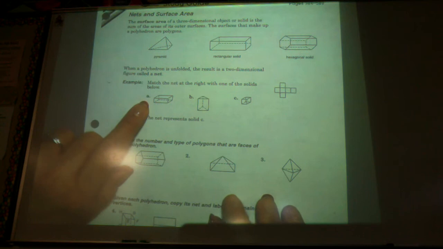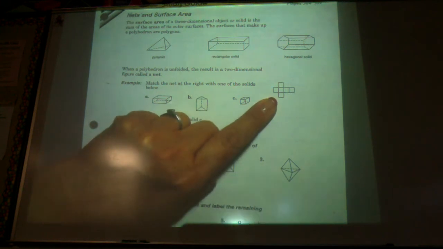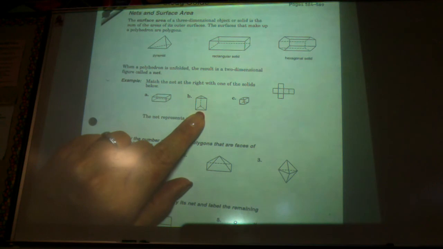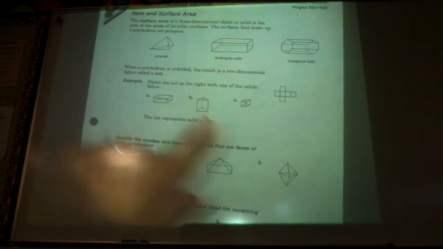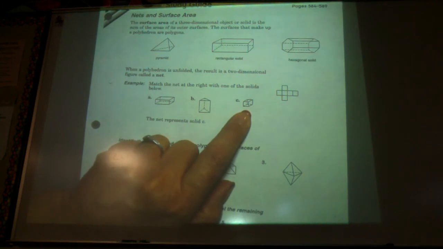So look at A, B, and C, and look at this net. What's the net made of? What kind of shapes? Appears to be all squares, right? There's no rectangles in there at all. So would this be the proper net to go with that solid? No, because that's a rectangular solid. What about this one? What does this have that the net doesn't have? Triangles. So this is a cube, right? So the cube can be the only one that matches up with that.